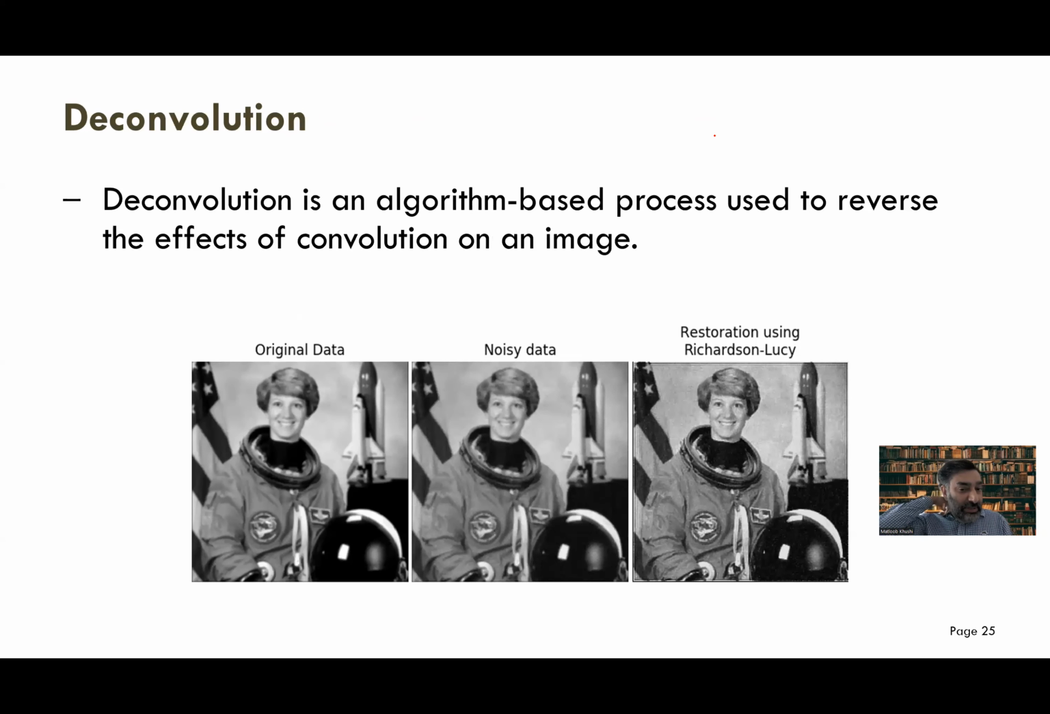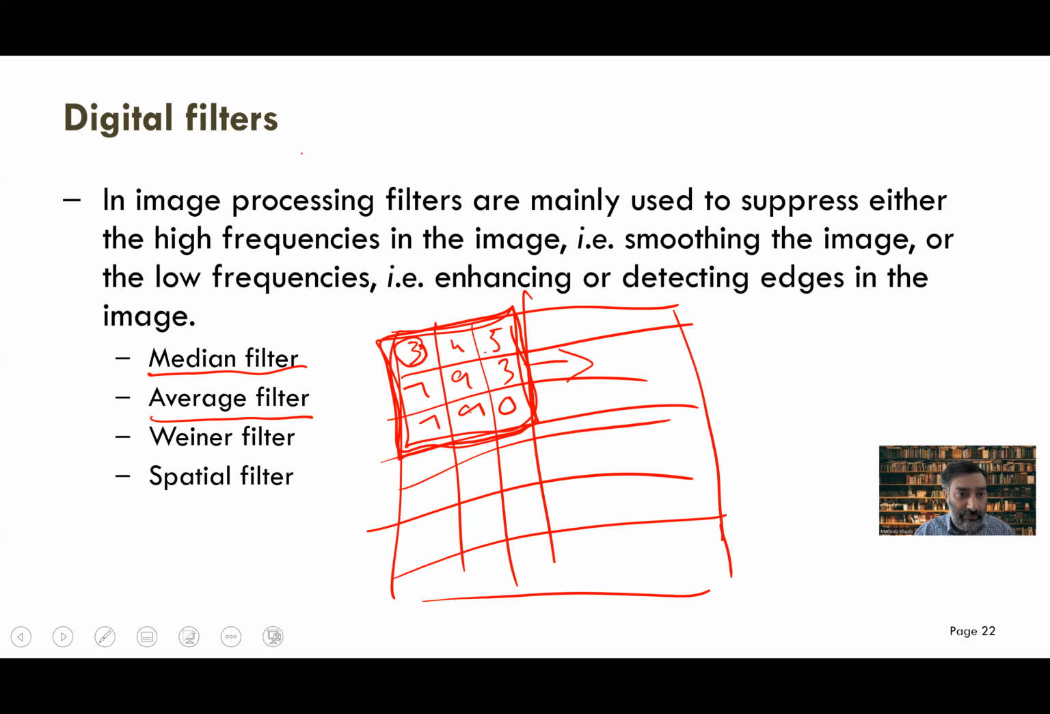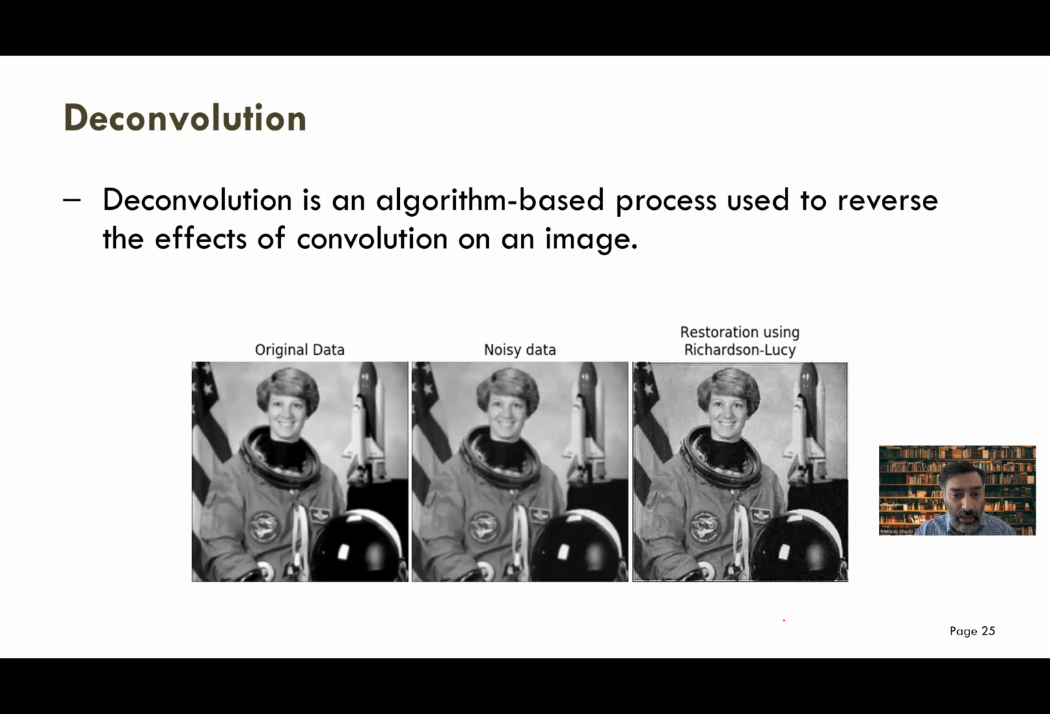Many times your images will have some sort of noise. This is considered one type of noise. Another type of noise is here, salt and pepper. It could be Gaussian noise. There could be many types of noise, right? So many times you will be required to denoise your data, denoise your images, and this is called deconvolution.